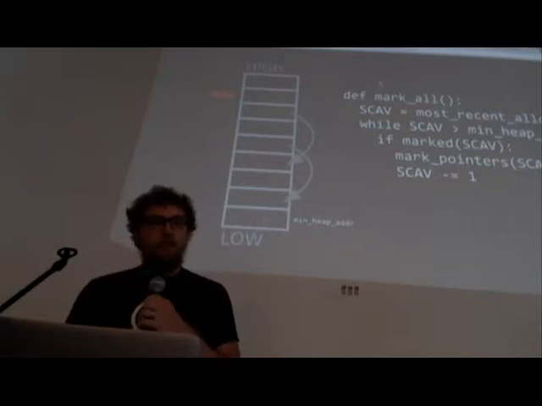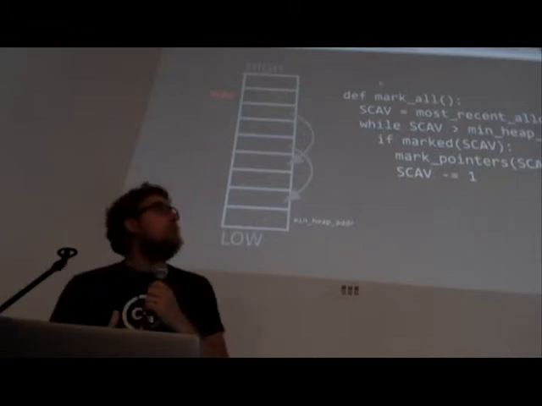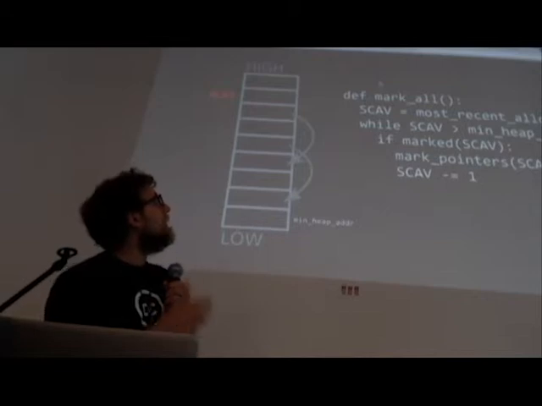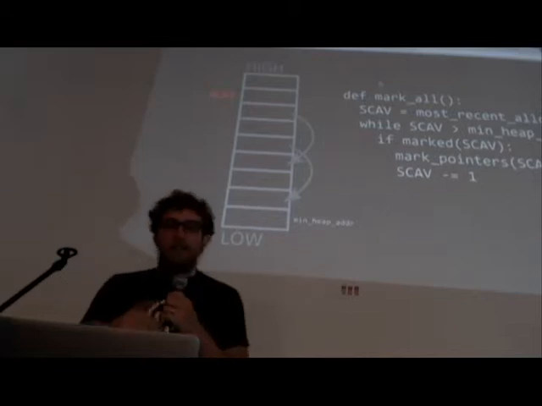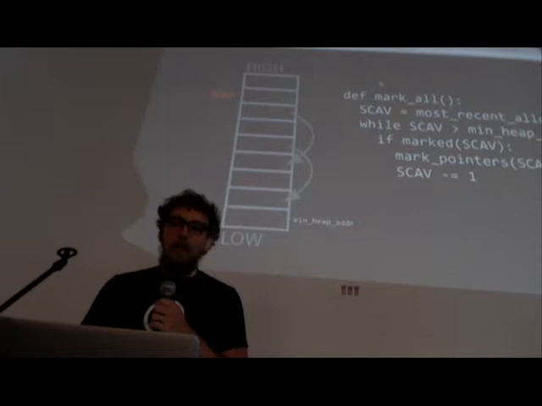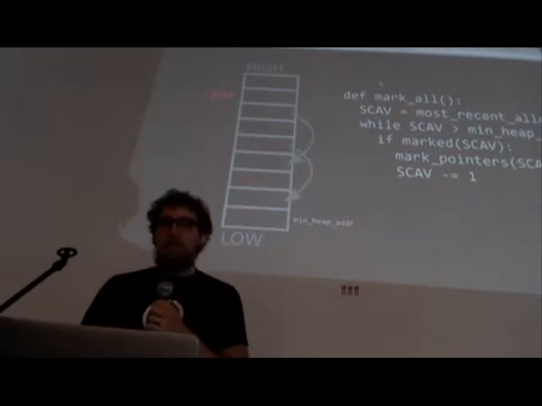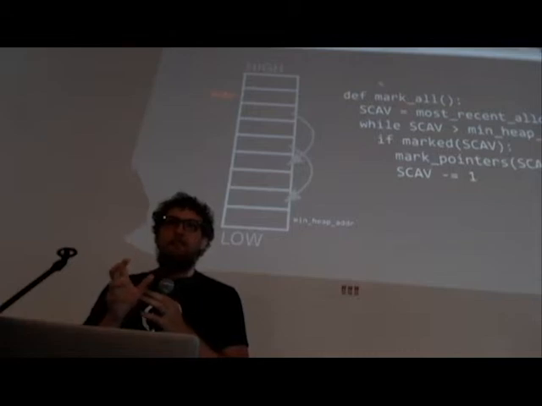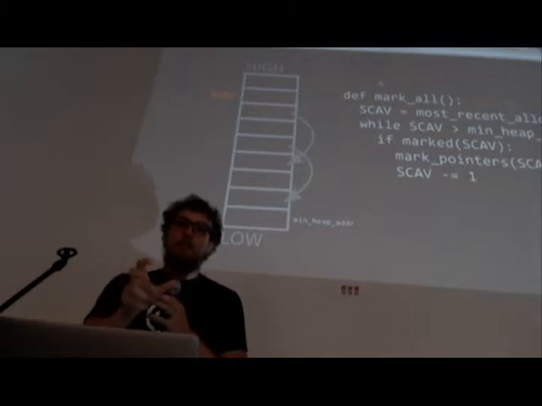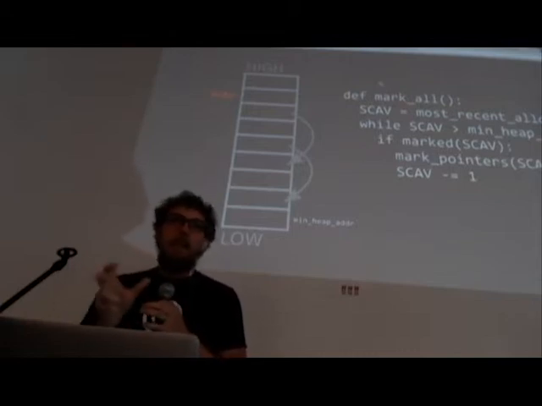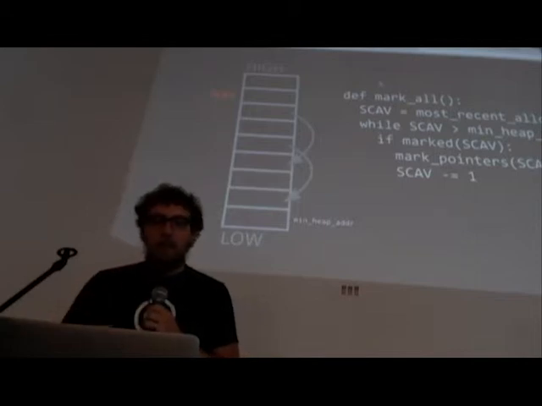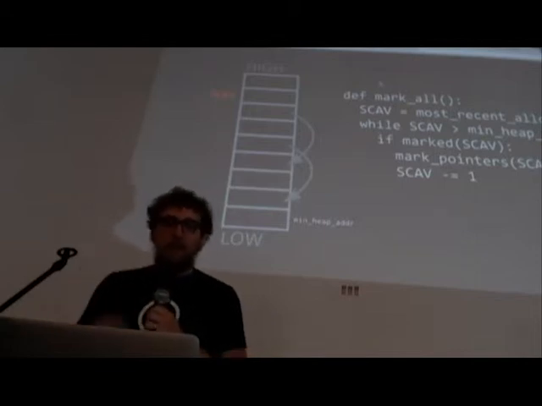And then the algorithm is very simple to mark all this and find all the garbage. It's literally that. While this scavenger, which is this thing on the left, is not at the low end of the heap, if it's marked, just mark the things that this object refers to. Mark the pointers within that object only. So it doesn't do so recursively, and then it just keeps going. It's just an iterative process.